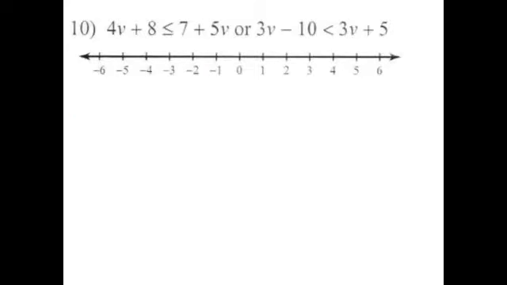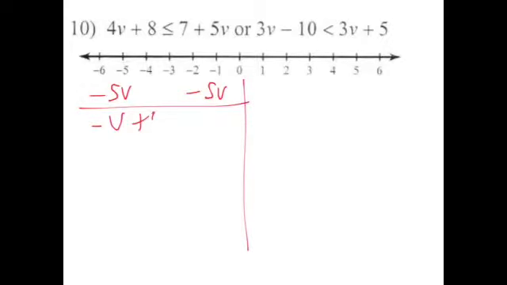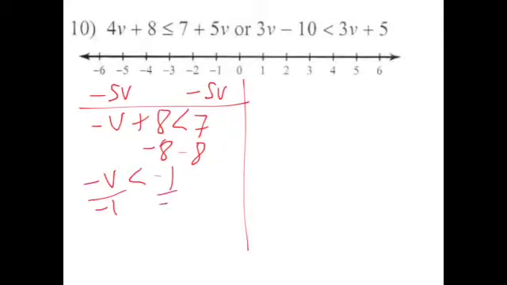Moving on to 10. Two inequalities. It's an OR statement. Solve them separately, graph them both, and then you'll see where your solution space is. I'm going to start by subtracting 5v from both sides to get negative v plus 8. That should be plus 8 less than 7. Let's subtract 8 from both sides to get negative v less than negative 1. If I divide both sides by negative 1, I'll have v greater than 1. Remember to switch the direction of your inequality if you multiply or divide by a negative. And now we got that part.